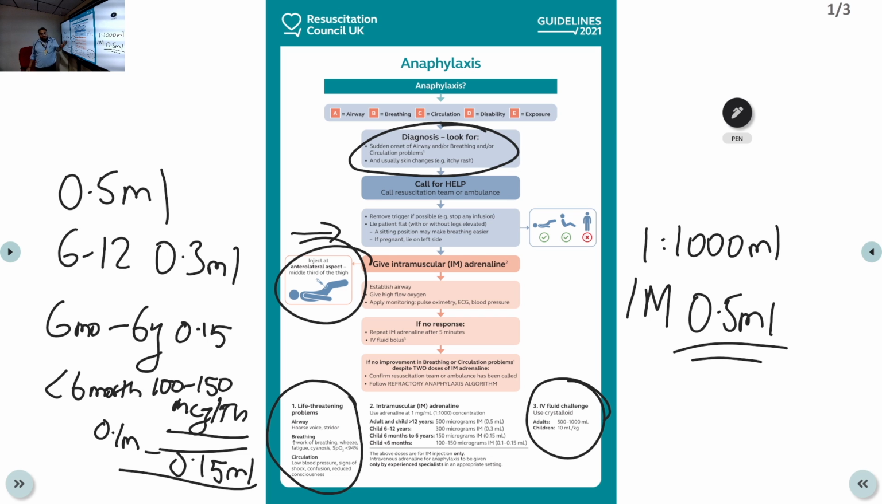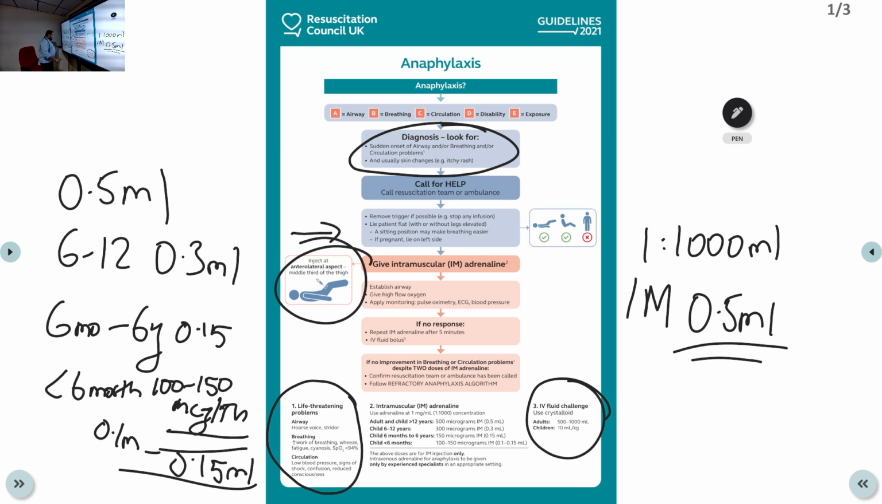So what you have to remember, 1 in 1000 dilution is what is available. 0.5 ml for an adult patient, 0.3 ml for a 6 to 12-year-old child, 0.15 ml for 6 months to 6 years, and if it is a very small kid, you can give 0.1 to 0.15 ml. So these are the different doses of adrenaline that you need to remember. So this is the anaphylaxis algorithm.